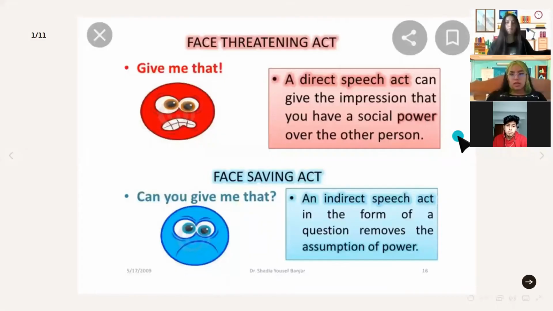Face threatening act is a direct speech act, and you can give the impression that you have a social power over the other person. The example is, Give me that. Okay. We have a face saving act, and is an indirect speech act in the form of a question that removes the assumption of power. And the example is, Can you give me that?